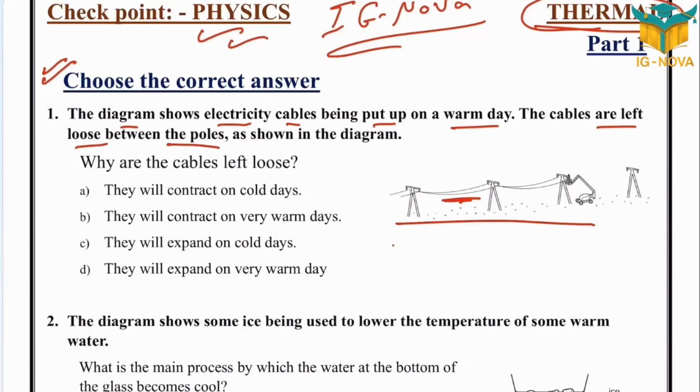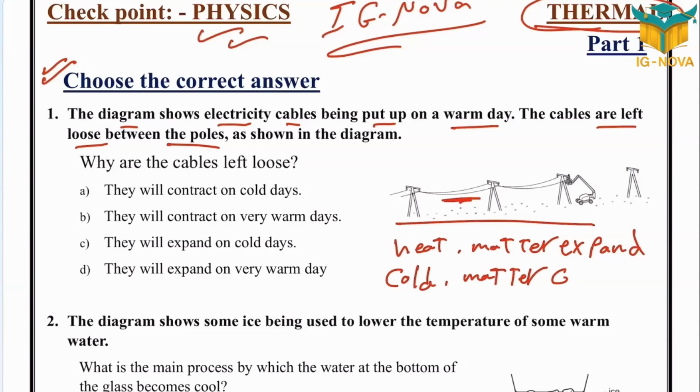First, by heat, we know that matter expands, and by cold, matter contracts. This is the first point we need to focus on. So, they are left loose now on hot days. Why? They will contract on the cold days. Yeah. So, this answer is accepted.